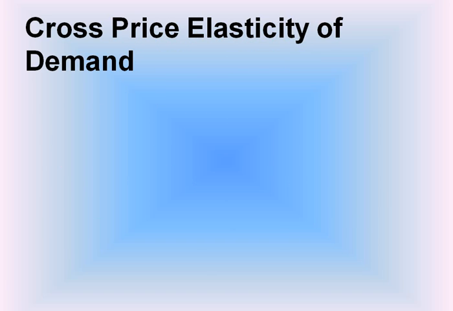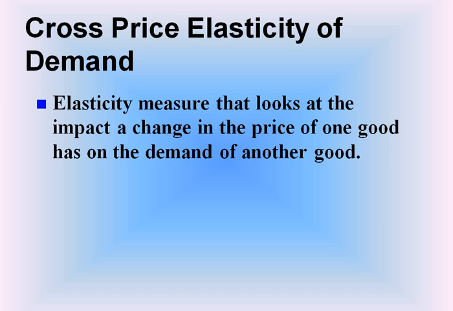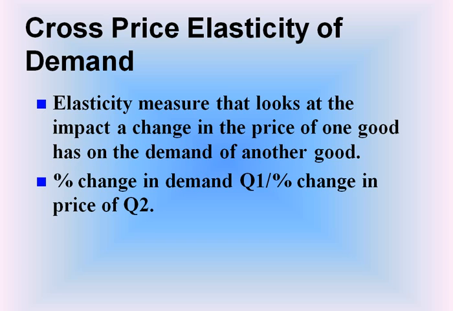Cross price elasticity of demand, that is very interesting. This elasticity measures the impact a change in the price of one good has on the demand for another good. We have related goods, for example substitutes, and the other type is complementary goods. So what if the price of one thing affects the demand for other things? That is covered in cross price elasticity of demand: the percentage change in quantity demanded of Q1 divided by the percentage change in price of Q2. Q2 is the second commodity, anything you can take.